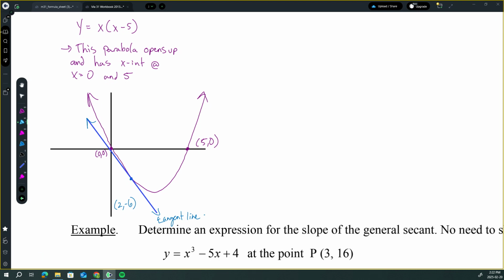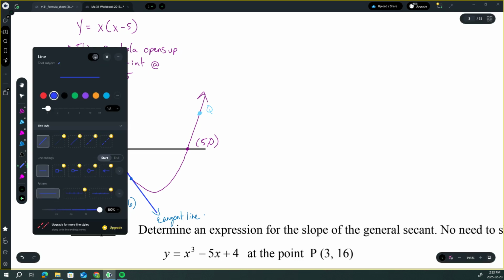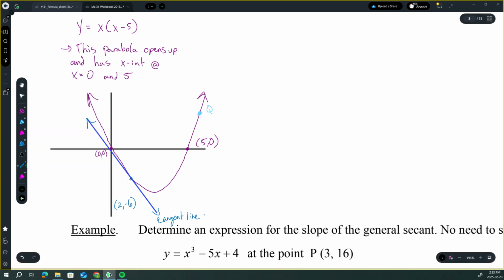So I'm going to choose arbitrarily to pick my second point, which I'm just going to label Q. You can label it whatever you want, but the reason why I am putting point Q for my secant line in quadrant 1 is so that the x and y coordinates are both going to be positive, and it just ends up making your life a lot easier for substitution.